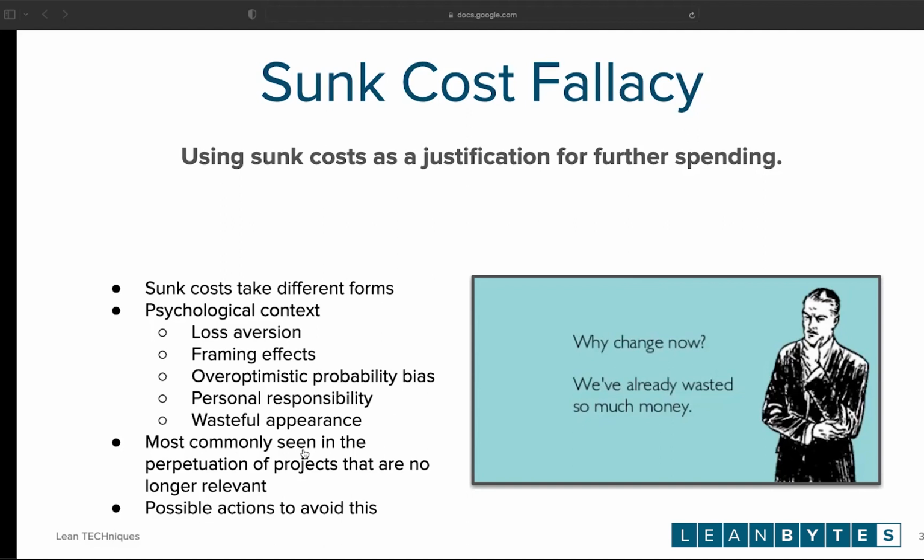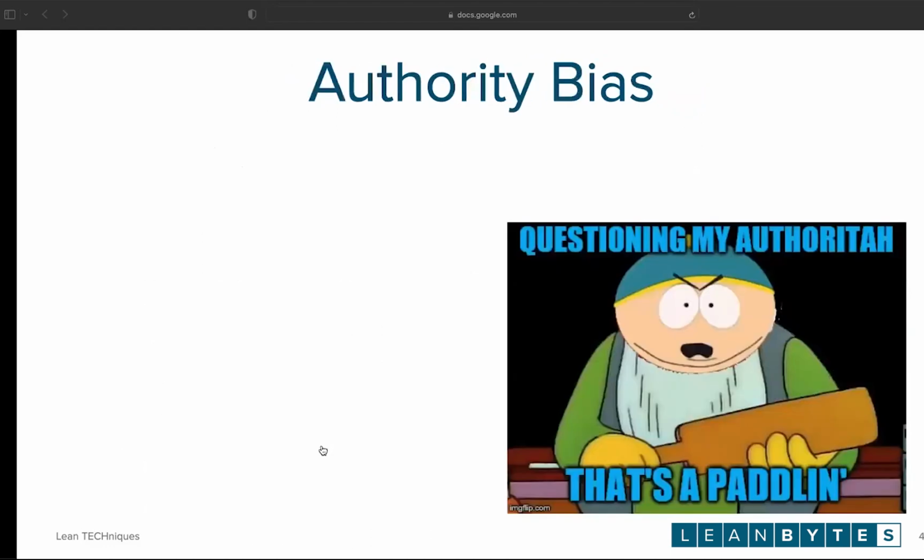You could also externalize it a bit and say, what would I counsel a friend to do if they were in the same situation? And then finally, if you need to put it on a Post-it note, when you're evaluating spend, look ahead. Don't look back. All that matters is what's ahead. So that's the sunk cost fallacy. Again, I think we're all pretty familiar with that. Next one is another fun one here, authority bias.